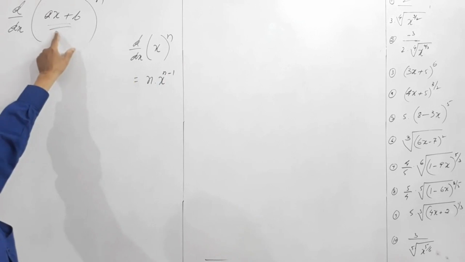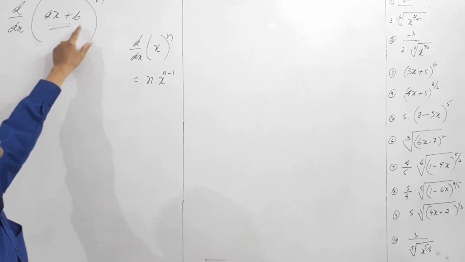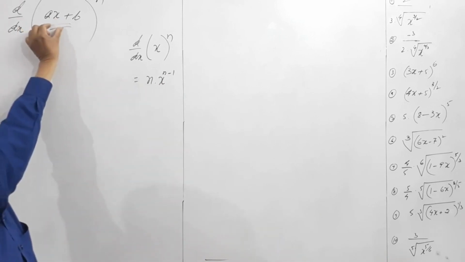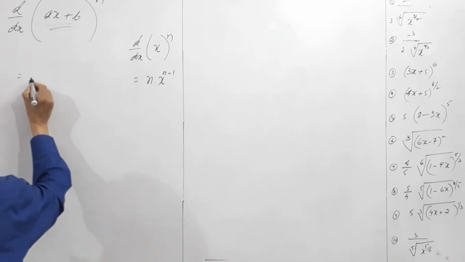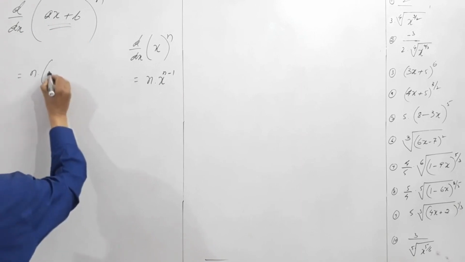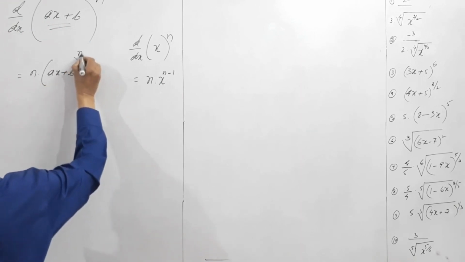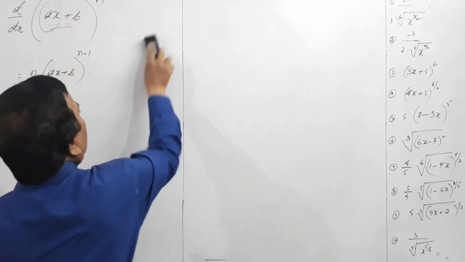But here, this x has one more coefficient, a constant: a variable plus a constant. So here it slightly changes, where you have to differentiate this aspect also. So how to go about it? The solution for this is what? This becomes n into (ax plus b) to the power of n minus 1 into, we have this part of it.